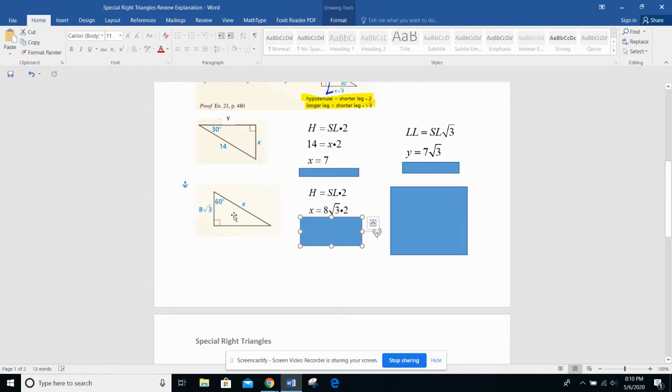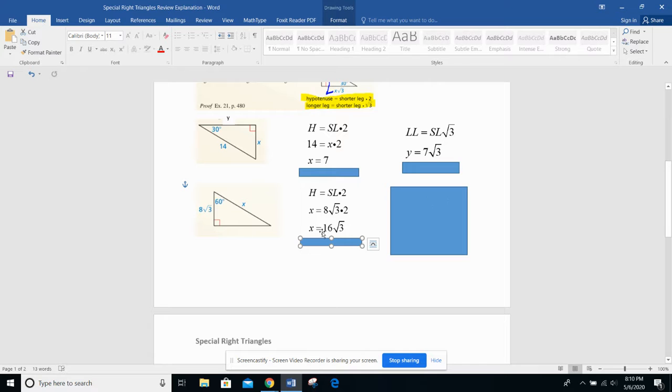Substitute in the values that you know. So I know h is x, sub that in. I know the short leg is 8 square root of 3, sub that in, times 2. Now when I multiply with square roots in there, remember it's number times number, square root times square root. So number times number would give me 16, square root of 3 would be my final answer.